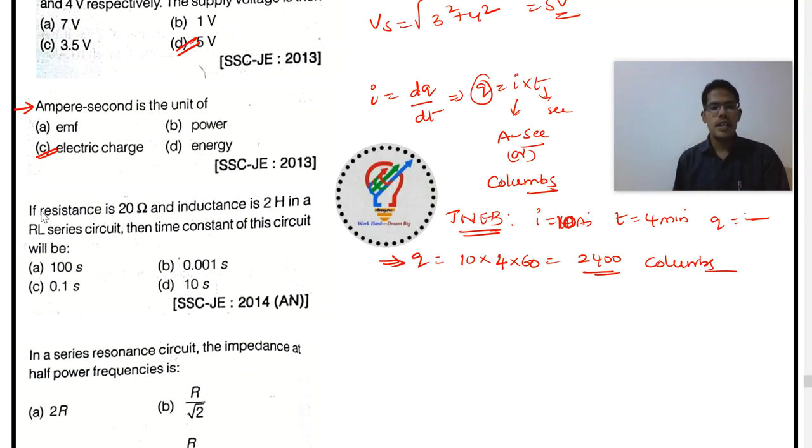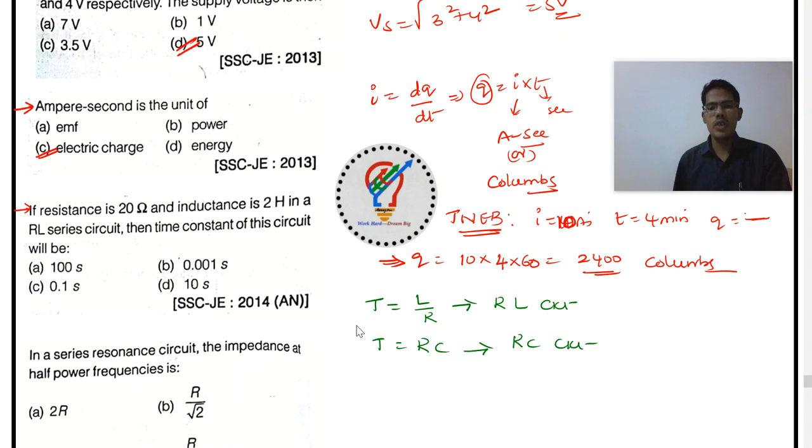Next one, if the resistance is 20 ohms and inductance is 2 Henry in an RL series circuit, the time constant of the circuit is? Okay, so this is an important question which we discussed earlier. So tau, time constant, is equal to L by R. This is for the RL series circuit. So tau is equal to RC when it is an RC circuit here.